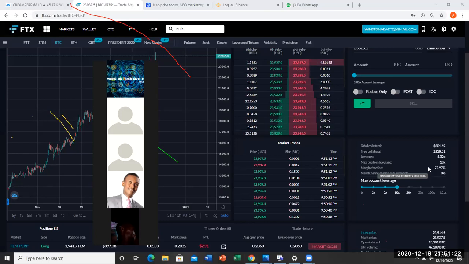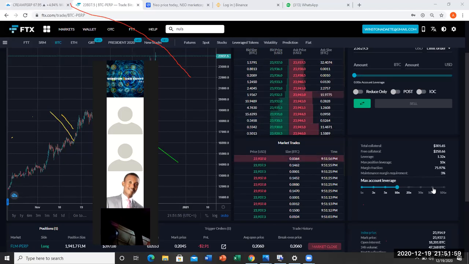If this is at $300, the maximum I can trade with is $3,000. If it were at 5x, then it would be 300 times 5, so the maximum is $1,500. At 10x, it is $3,000. At 20x, I can trade with $6,000. At 100x, how much? 100 times 300, $30,000.